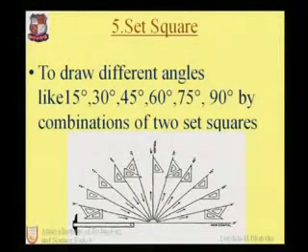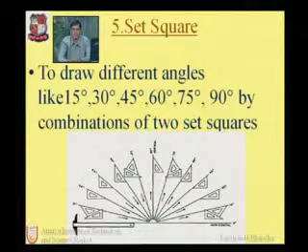Why is it applicable to use the T-square? Because to slide the set square, the T-square is a must in the drawing sheet, so it is applicable to use the T-square with the help of set squares. Now the condition for using the set squares is that the base of the set square should be horizontal. As we can see in the figure, for drawing 15-degree, in the combination, the base is horizontal. For the 30-degree, only the 30-degree set square is used, but its base is horizontal.